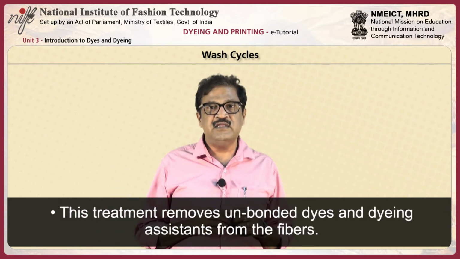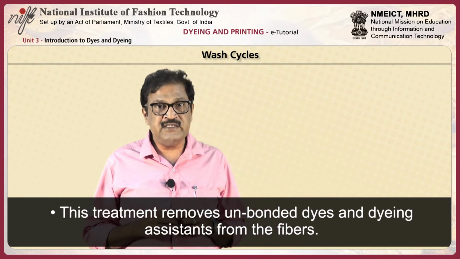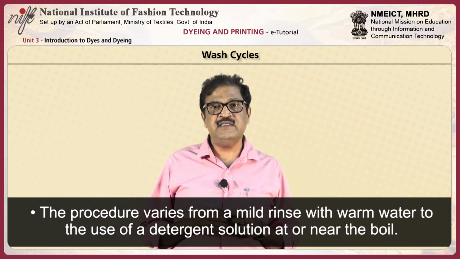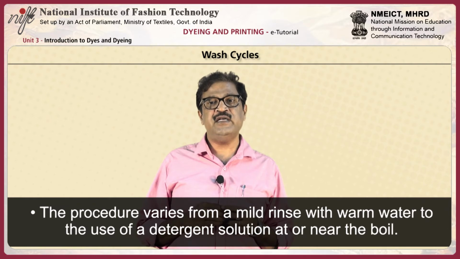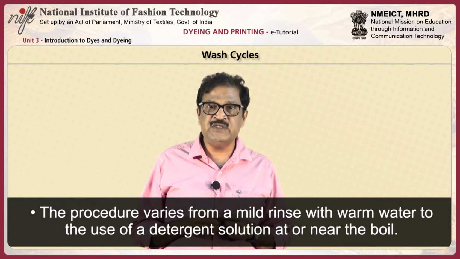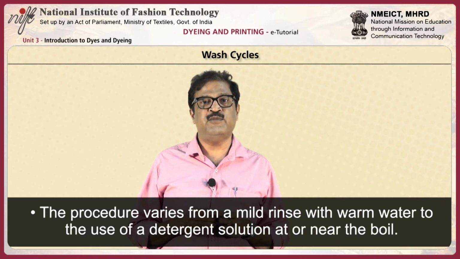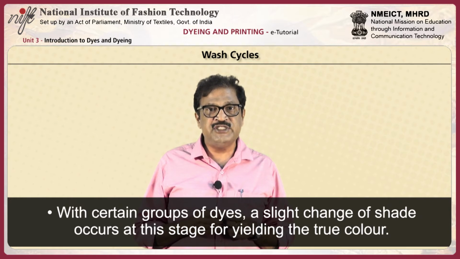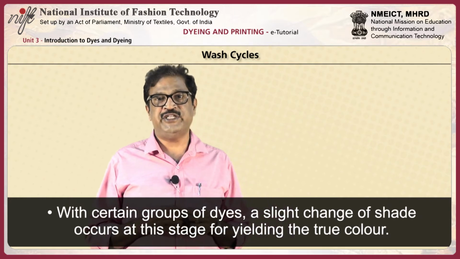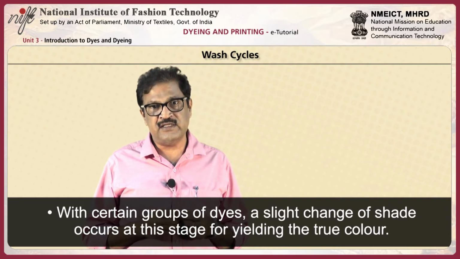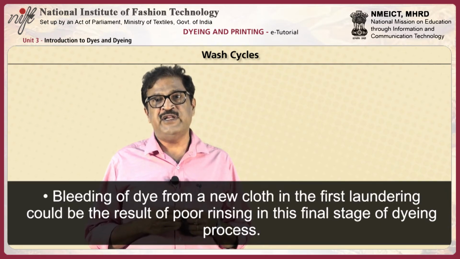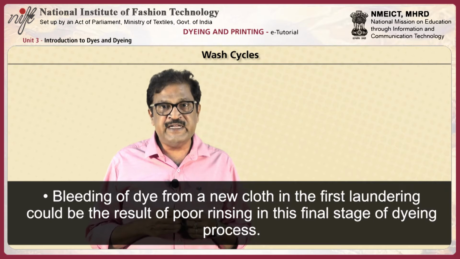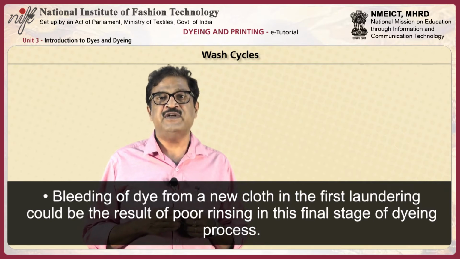Wash cycles. This treatment removes unbonded dyes and dyeing assistants from the fibers. The procedure varies from a mild rinse with warm water to the use of a detergent solution at or near the boil. With certain groups of dyes, a slight change of shade occurs at this stage, yielding the original color. Bleeding of dye from a new cloth in the first laundering could be the result of poor rinsing in this final stage of the dyeing process.